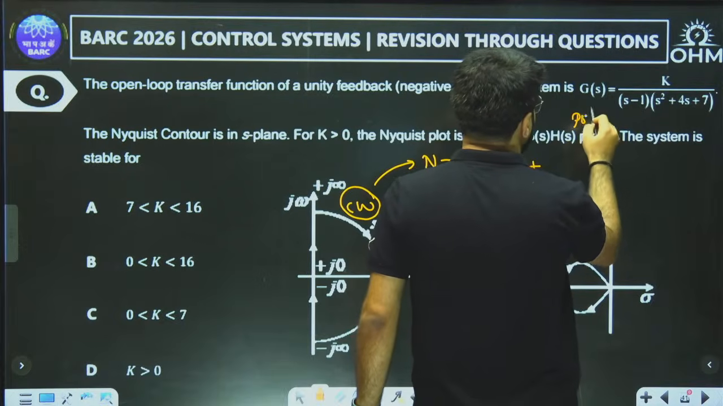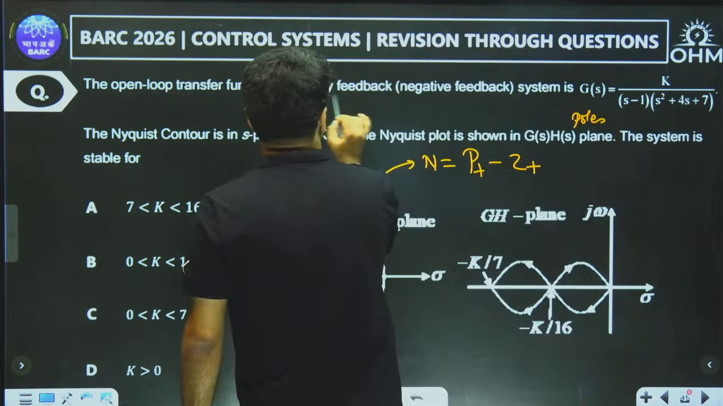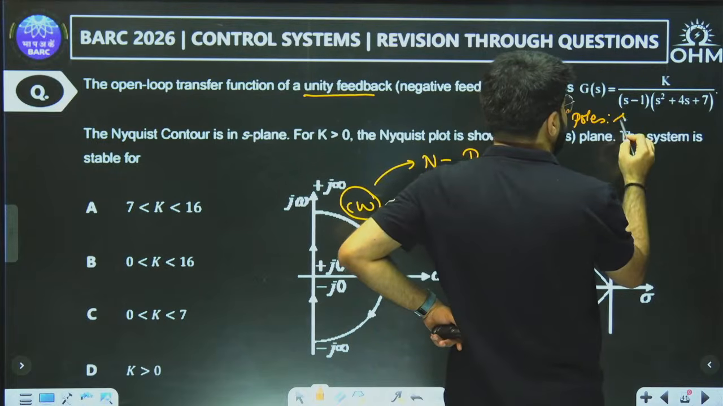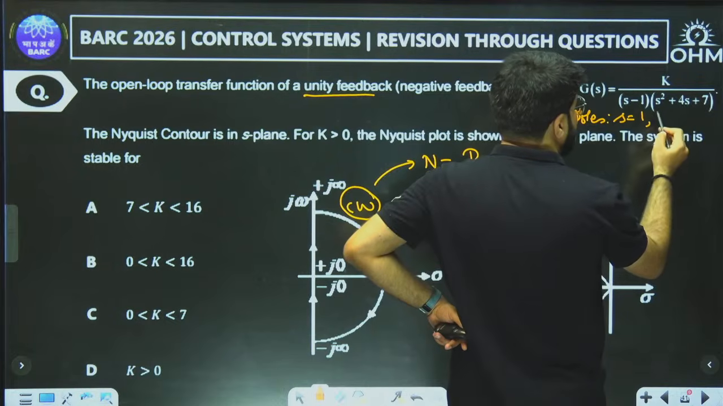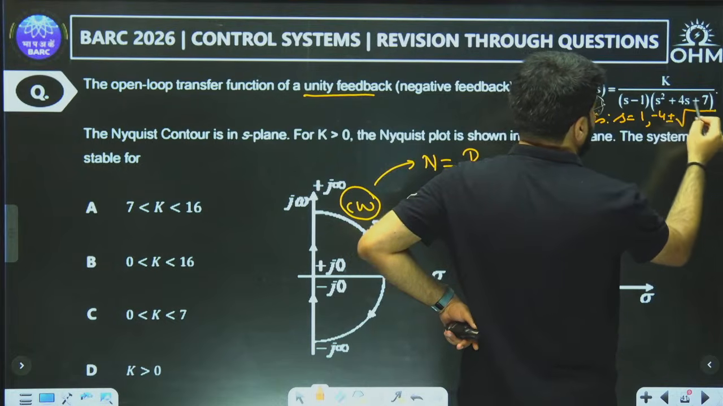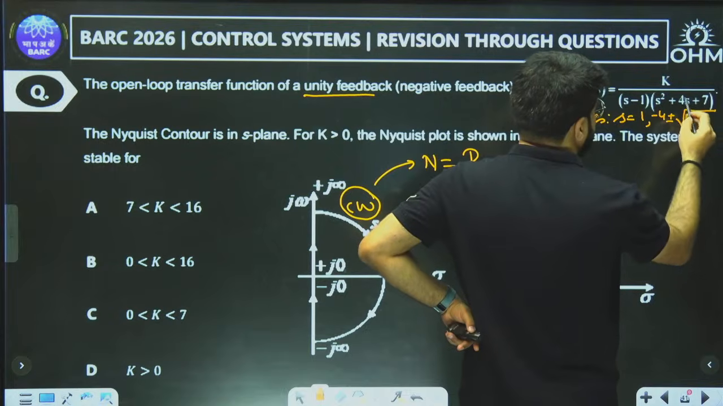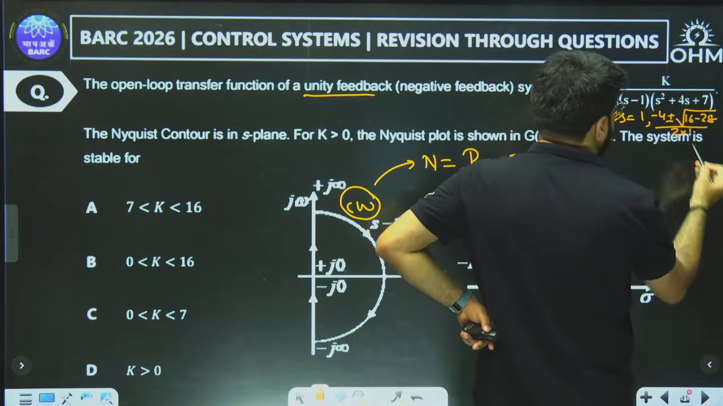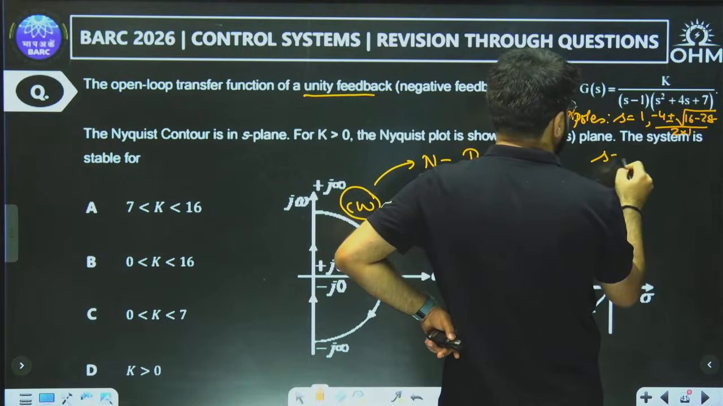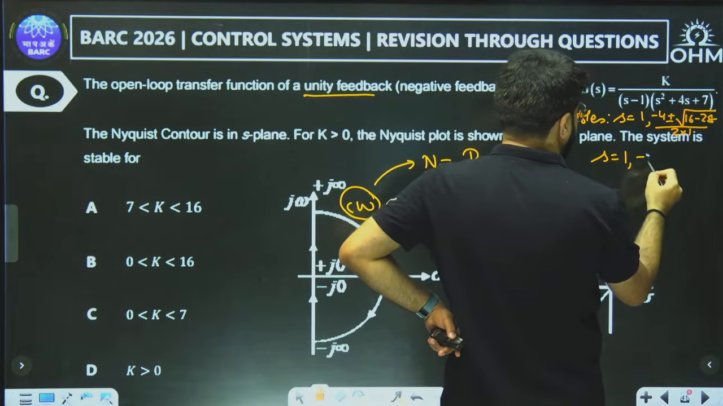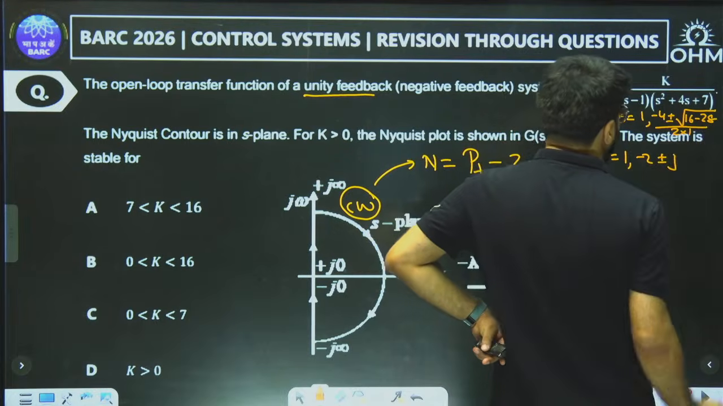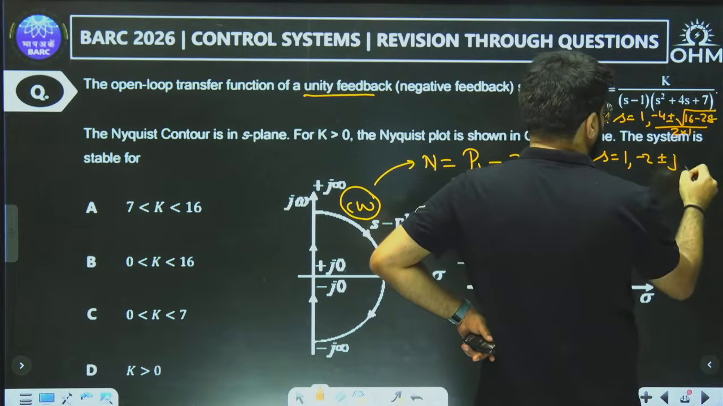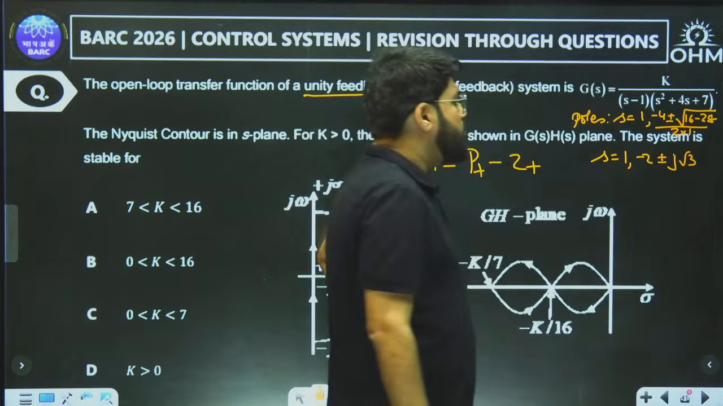What are the poles of GSHS? HS is 1, unity feedback is there. So poles of GSHS means only poles of GS, and that means s equal to 1. And when you solve this, minus 4 plus minus root of b square minus 4ac, that is 16 minus 4ac, that is going to be 28, divided by 2a. So these poles are s equal to 1 and minus 4 by 2, minus 2 plus minus j under root of 12. I can write 2 root 3, 2 will cancel, minus 2 plus minus j root 3.